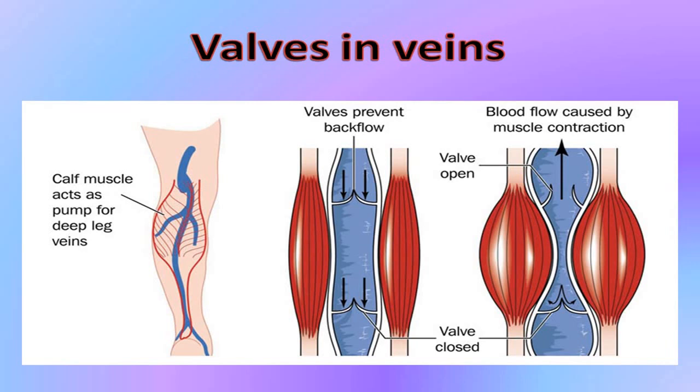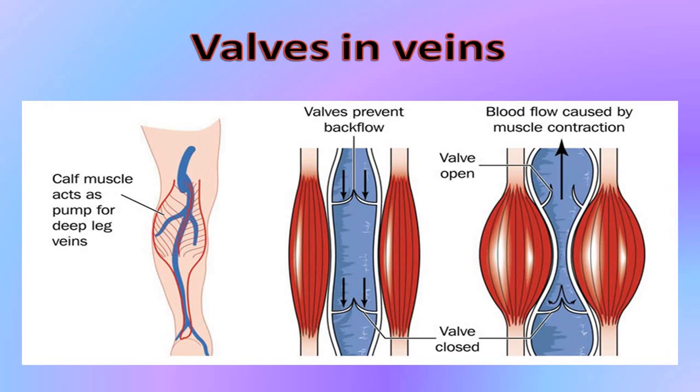As you can see in the figure, this vein is coming from the leg. So skeletal muscles that surround these veins, when they contract and relax, help in the opening and closing of the valves. As you can see, when the skeletal muscle in the leg contracts, the valve is open, so the blood moves towards the heart, and when the muscles are relaxing, the valves are closed to prevent the backward flow of blood.